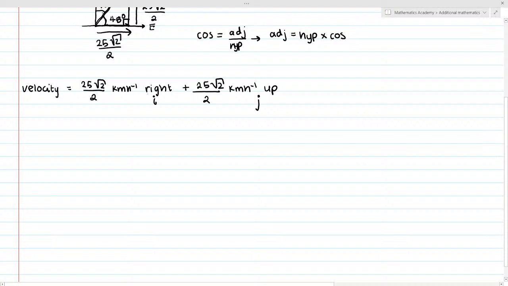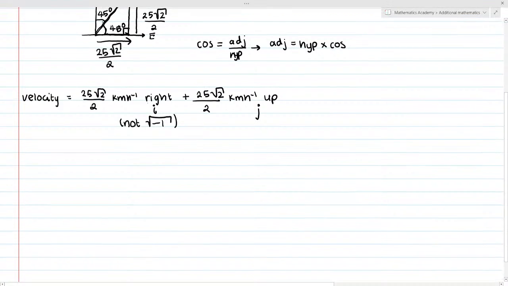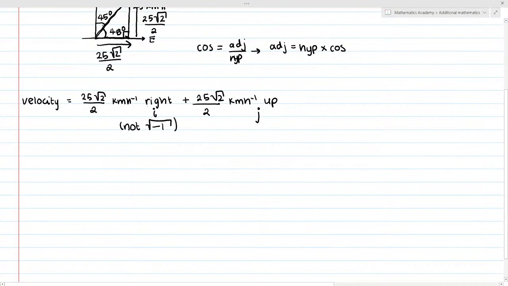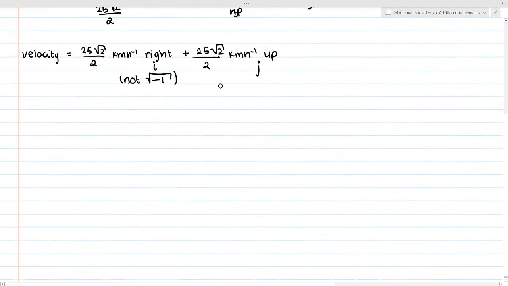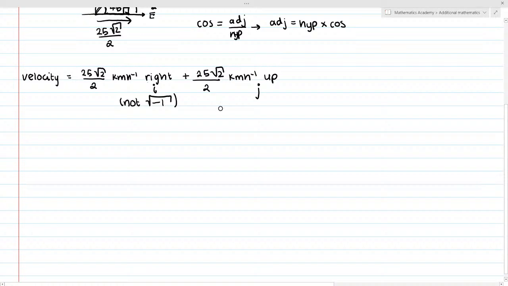Note that this i here should not be confused with the square root of -1. This is not the same thing. It's just telling us that this i means we go to the right, and this j means we go up. Obviously, if the j value or the i value were negative, then we go in the opposite direction. But again, we'll go over that. We can also take out the kilometers an hour and just put it on the outside. We don't really care about the units that much. We know what the units are, so we can just ignore that. So overall, the velocity we would say is 25 root 2 over 2 i plus 25 root 2 over 2 j. And then if we wanted to, we can put all of that in brackets and say kilometers an hour.